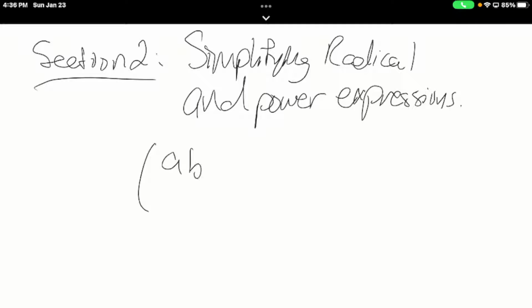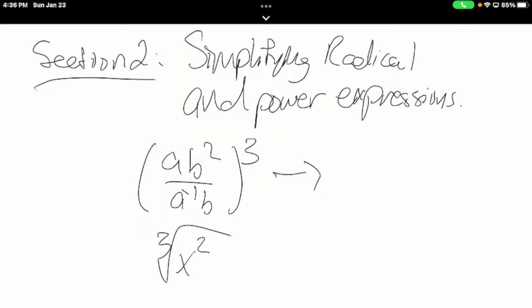Simplify something like this down as much as possible. Okay? Or another example would be simplify this expression down as much as possible. Okay? That was the objective of the whole section.